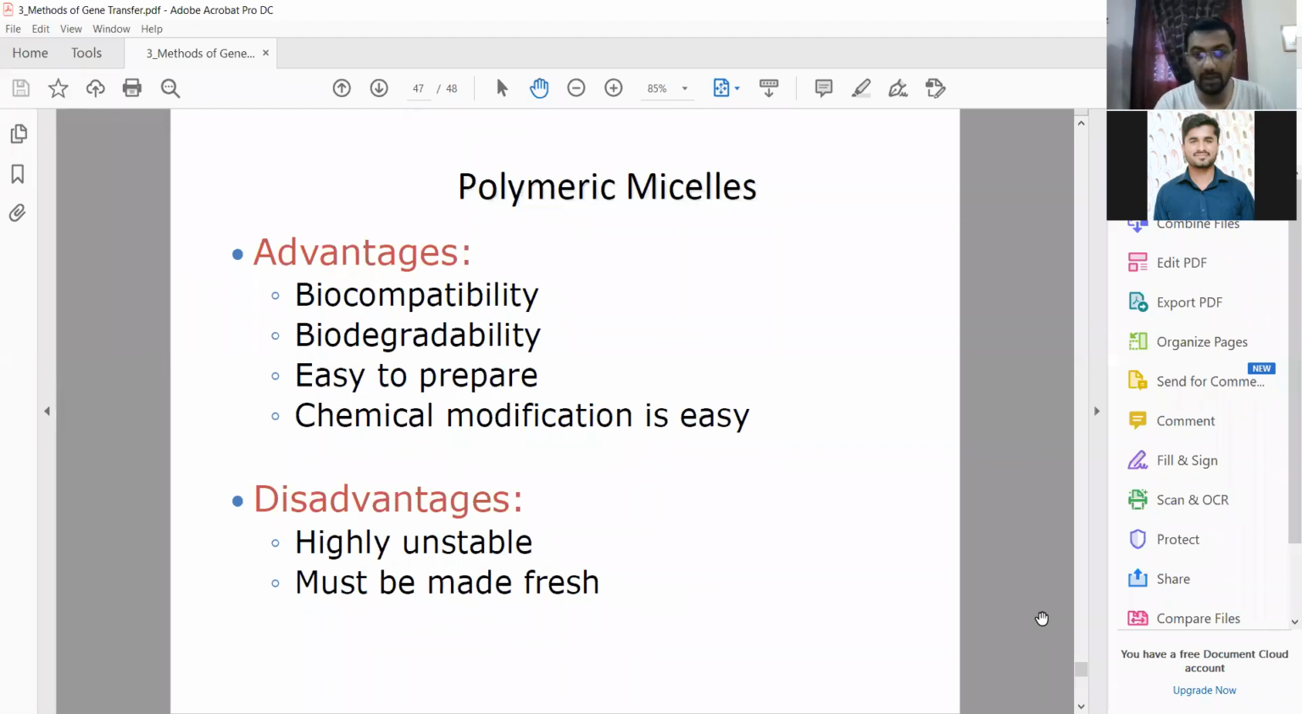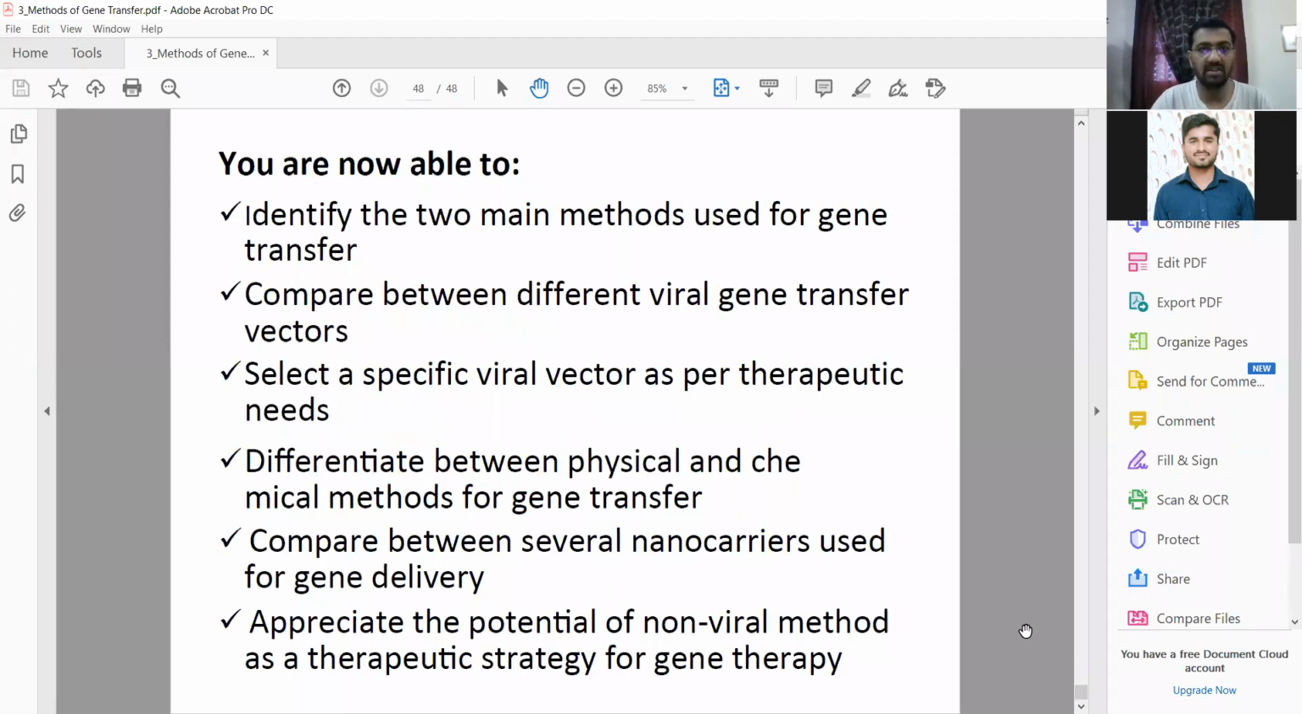So this is all for today, and these are the learning outcomes of this lecture. In the last 2 days what we have discussed is two main methods of gene transfer, that is the viral and non-viral methods. We compared the different viral gene transfer vectors and what is the best for any therapeutic strategy we need. Then we differentiated between the physical and chemical methods of gene transfer, compared the different non-viral carriers, and what are the different non-viral methods which could be used as a therapeutic strategy for gene therapy or gene transfer.